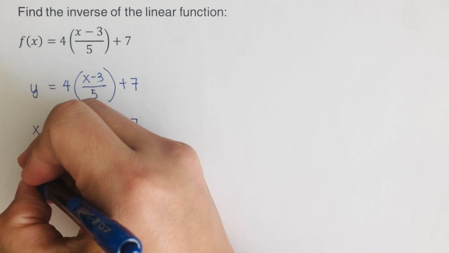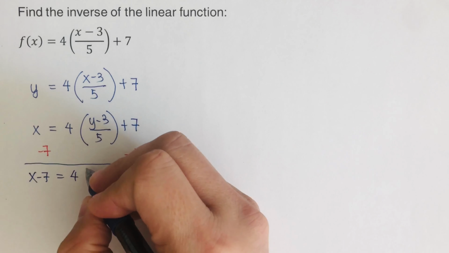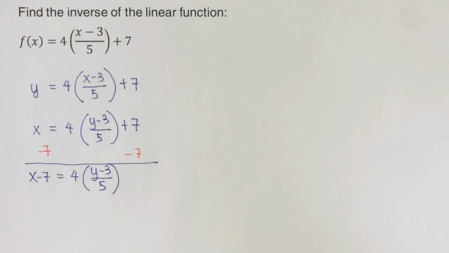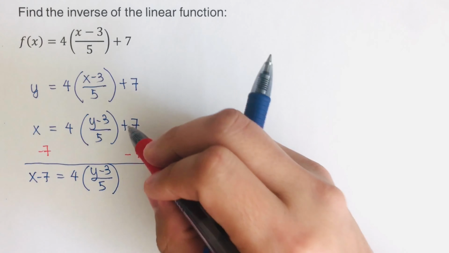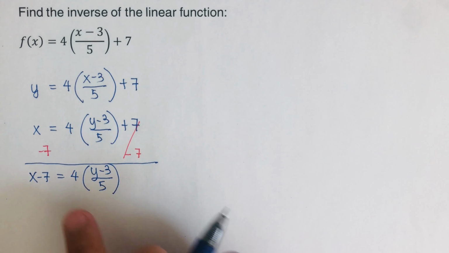So then we are left with x minus 7 is equal to 4 parentheses y minus 3 over 5. And this one gets crossed out since we have a plus 7 minus 7 is a 0. So then we are having this equation.